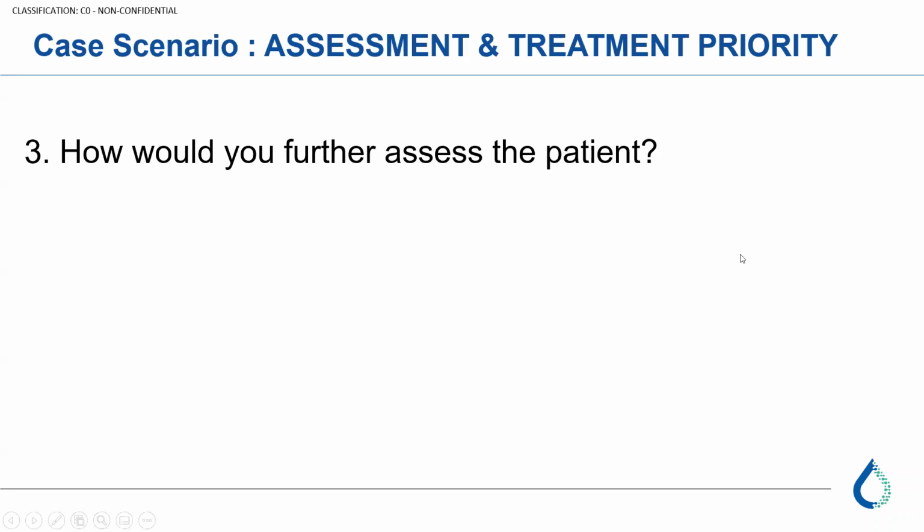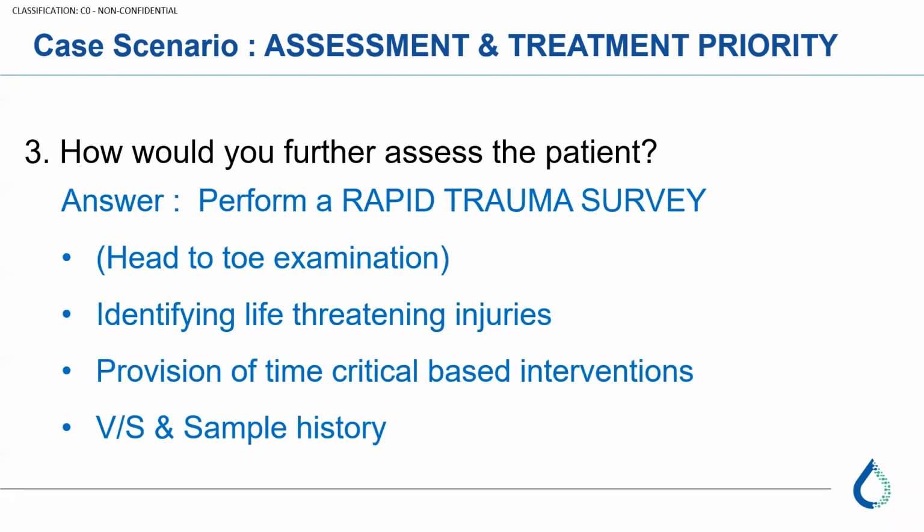That's correct. We will be doing a rapid trauma survey. It's a head-to-toe examination. In particular, we're going to be inspecting the mouth, the neck, and the chest. The purpose of the rapid trauma survey, which is part of the primary survey, is to identify life-threatening injuries and provide time-critical interventions. That's the reason why we're doing a rapid trauma survey.